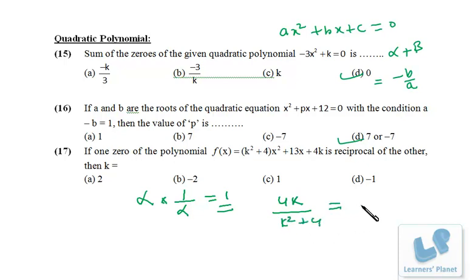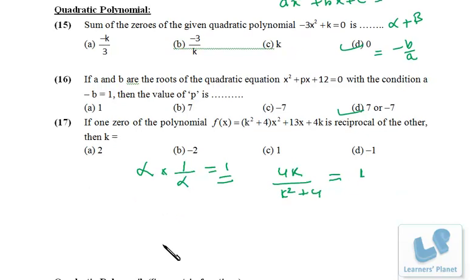So that's actually 1, because one root is alpha and the other root is 1 by alpha, and their product is 1. So that's actually c by a, which means 4k by k square plus 4 is equal to 1. Now we can solve this equation by cross multiplying. So k square plus 4 is equal to 4k.